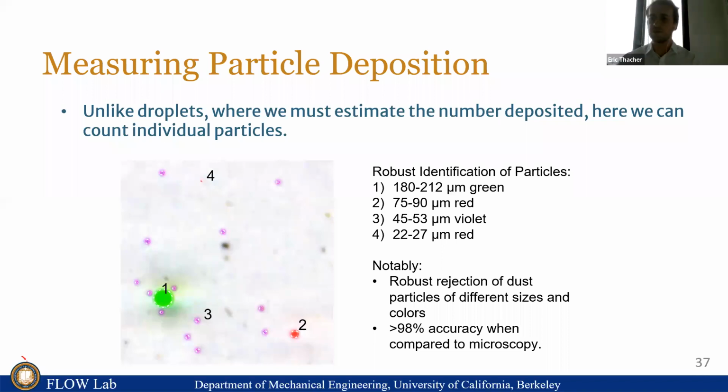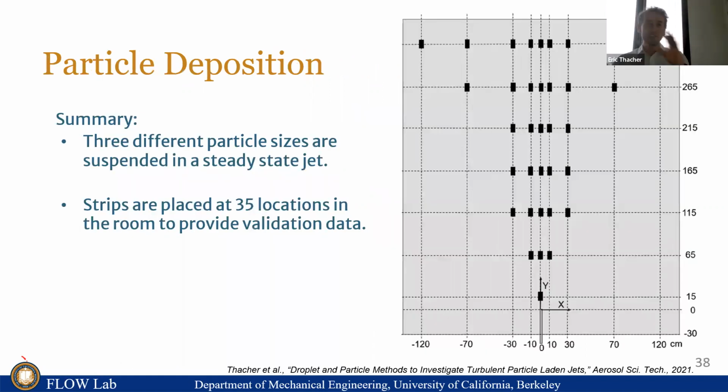Once we have the particles that deposit on these strips, we can count the number of particles that deposited, which is great. There's more information in the paper, but we developed this MATLAB routine to reject dust particles, and we had high accuracy when we compared to microscopy techniques. The short summary is that we have a way of ejecting particles in a steady state jet. We can place these sampling strips around the room, and then we can see how particles deposit on these strips to create this validation data set.